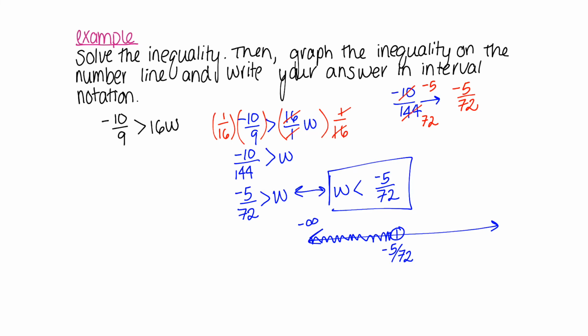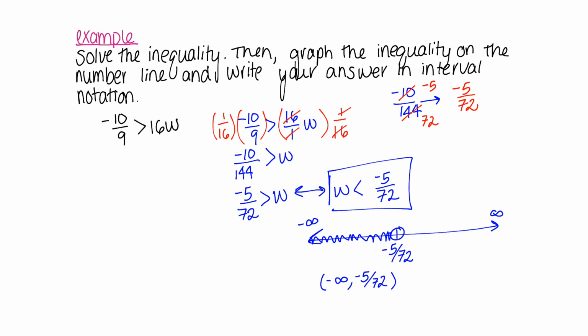In interval notation, your inequality is going to go from negative infinity all the way up to negative 5 over 72. Infinities always get parentheses. And then open circles get parentheses. So this is my interval answer: negative infinity to negative 5 over 72.